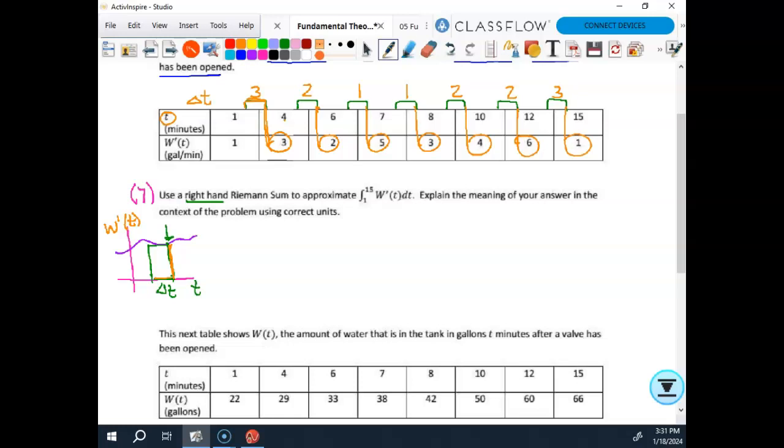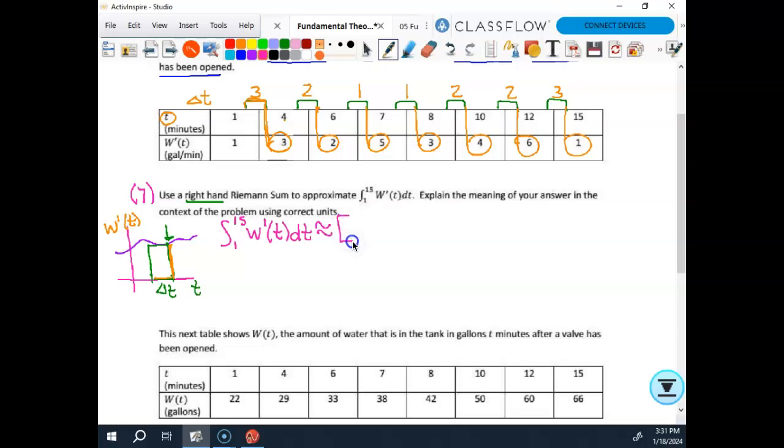All right, so to write this out, I'm going to have the integral from 1 to 15 of W prime of t dt is about, okay, and then I'm going to have the area of each one of these right-hand rectangles.